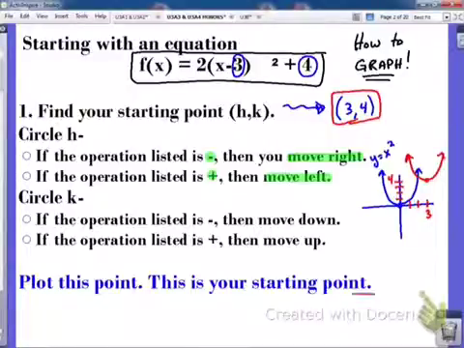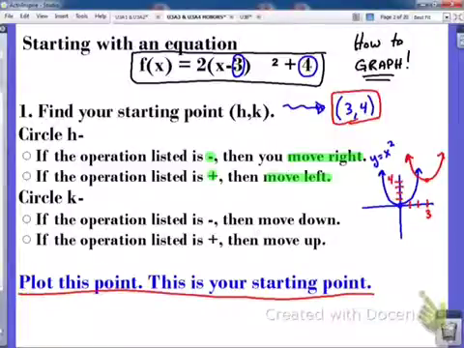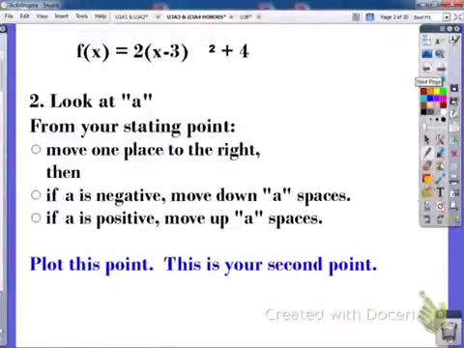Okay? That's what we just did. We plotted that point. Okay, so your next point, look at the A value. The next thing you do is to look at the A value.